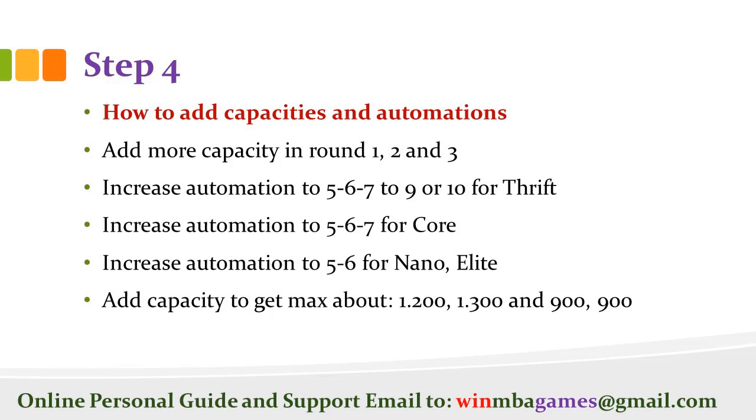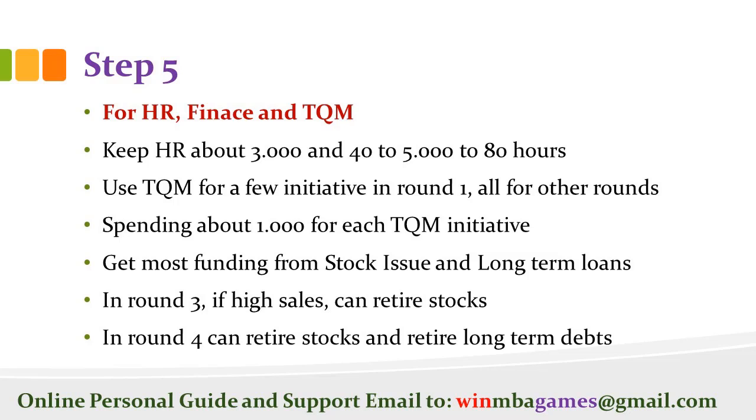Also, we need to understand how to add capacities and automation. We need to add more capacity in rounds 1, 2, and 3. Therefore, we increase automation to 5, 6, or 7 for thrift, 5, 6, or 7 for core, and increase automation to 5 and 6 for nano and elite, and add capacity to get a max of about 1200, 1300, and 900 for nano and elite, 1200 or 1300 for trip and core.